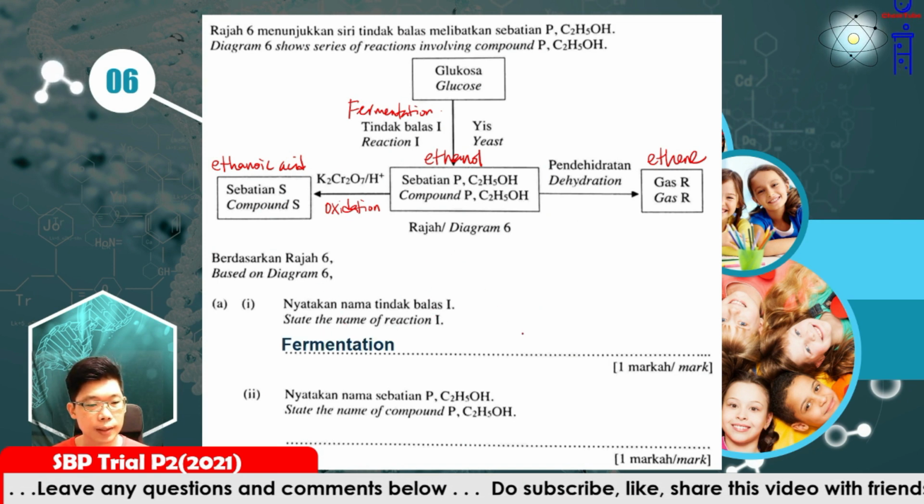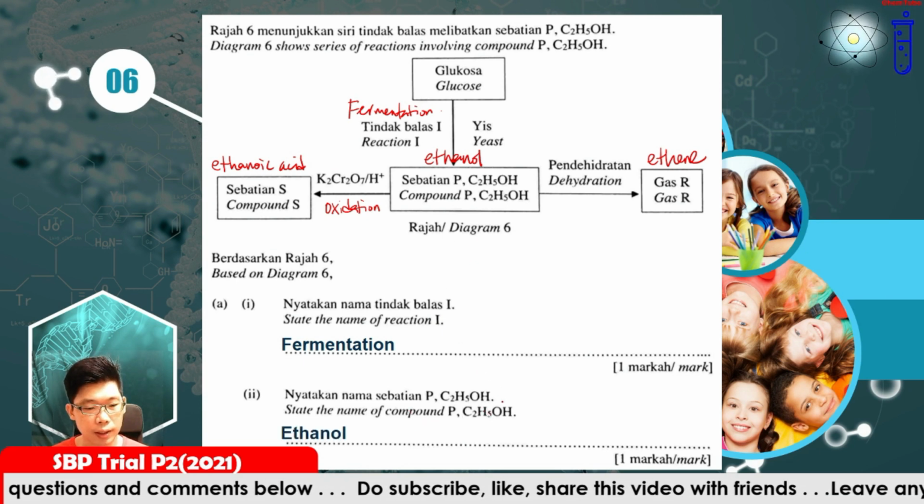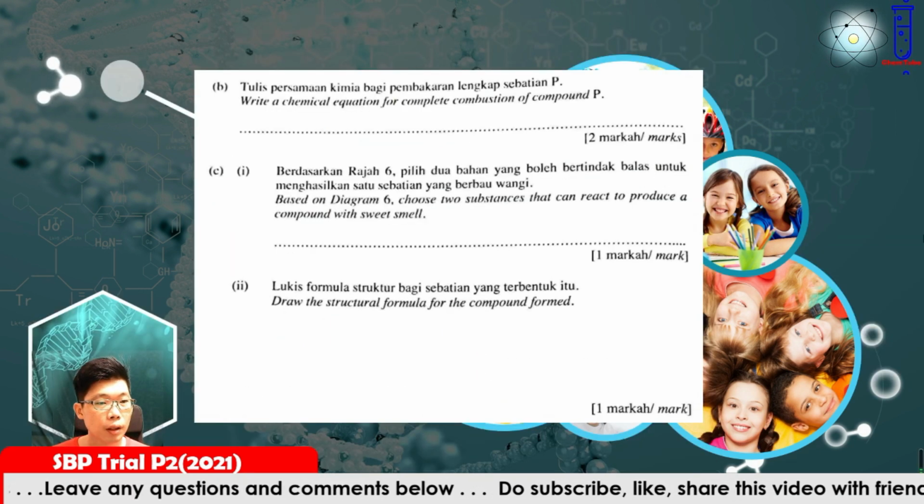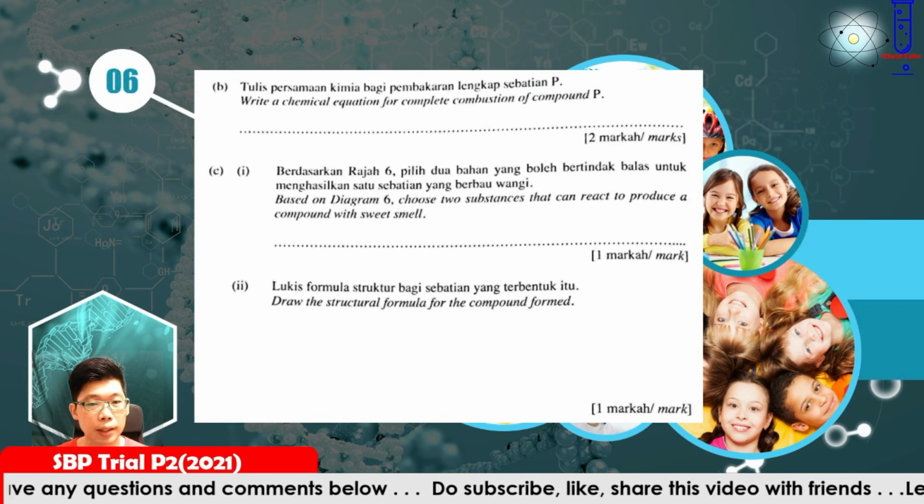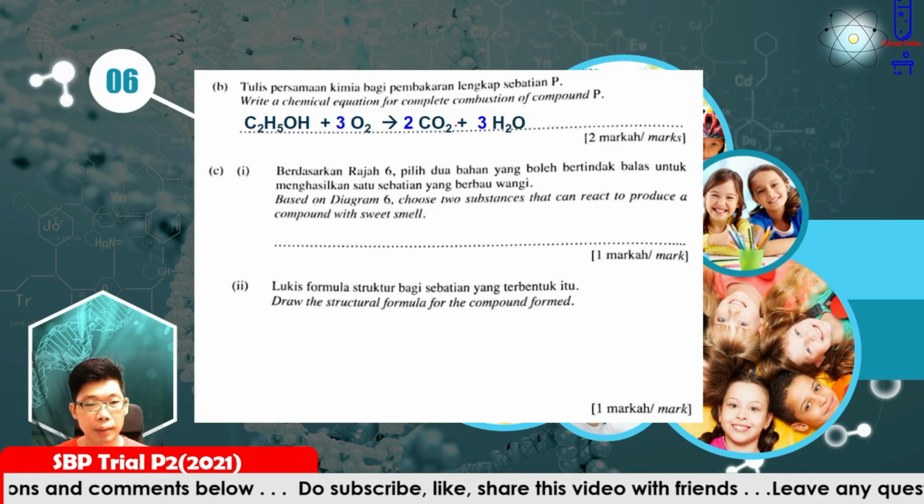So reaction 1 is a fermentation, right? Okay, now state the name of the compound P, so it's ethanol. Okay, write a chemical equation for the complete combustion of compound P. So ethanol reacts with oxygen, producing carbon dioxide and water.